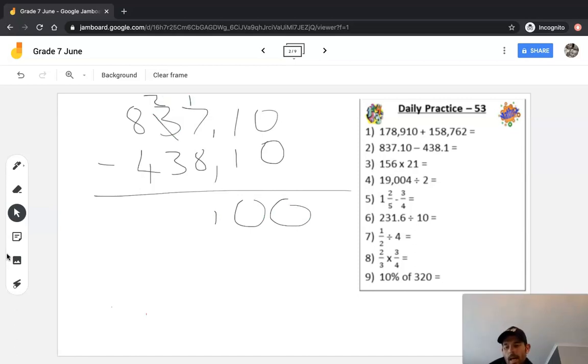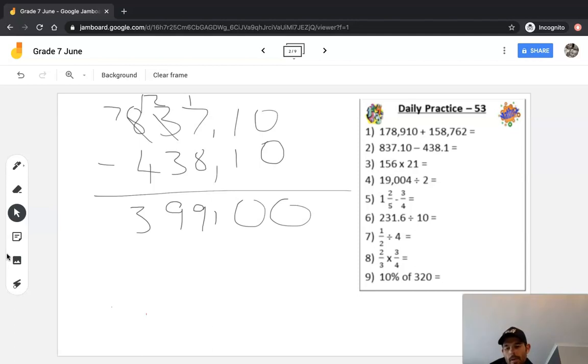17 minus 8 is 9. 12 minus 3 is 9, and then 7 minus 4 is 3. So we're looking at 399.00. So now we need to check, and remember to check, we just do the opposite, which is add.